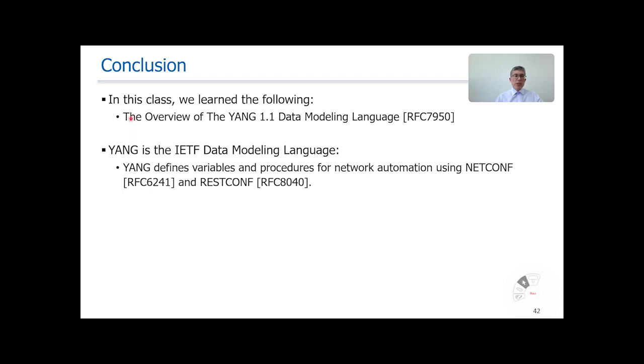Conclusion. In this class, we learned the following: the overview of the Yang 1.1 data model language in RFC 7950. Yang is the IETF data model language. Yang defines variables and procedures for RPC for network automation using NETCONF, RFC 6241, and RESTCONF. This one is operating over XML and the HTTP protocol, RFC 8040. Okay. If you have a question, please let me know. Thank you for your attention.